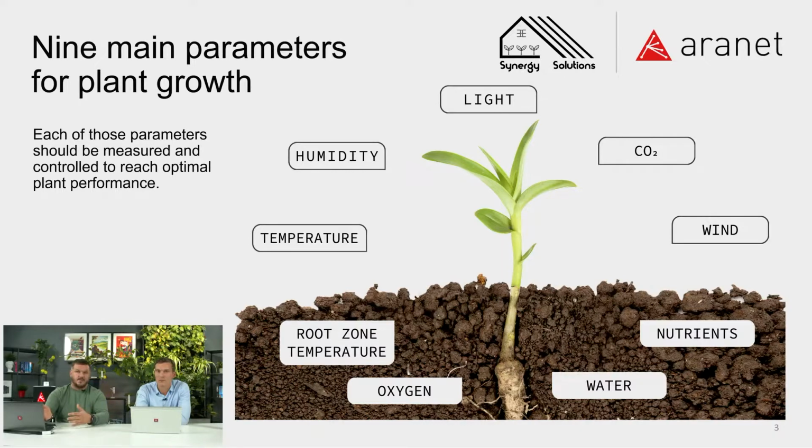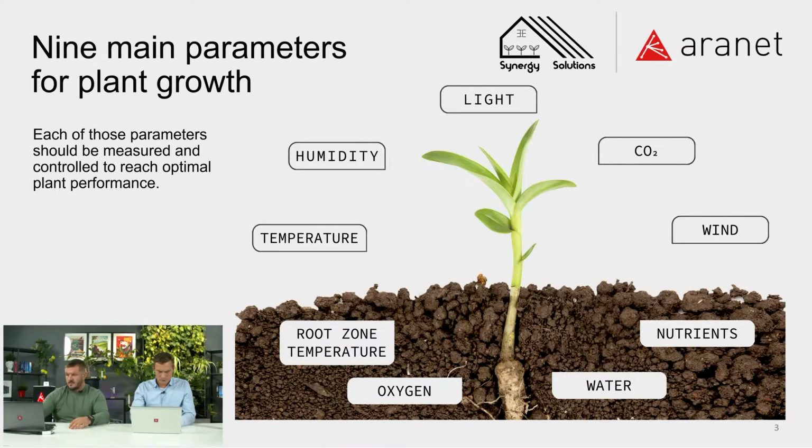Wind will increase transpiration. Wind can damage your crop. But if we move from the above ground part to the soil, the important parameters are nutrition, like composition and concentration. Then there is water availability, which you can measure as well. Oxygen is necessary for root growth, and root zone temperature, like the temperature in the above ground parts, is important for root development, disease control, and water uptake.